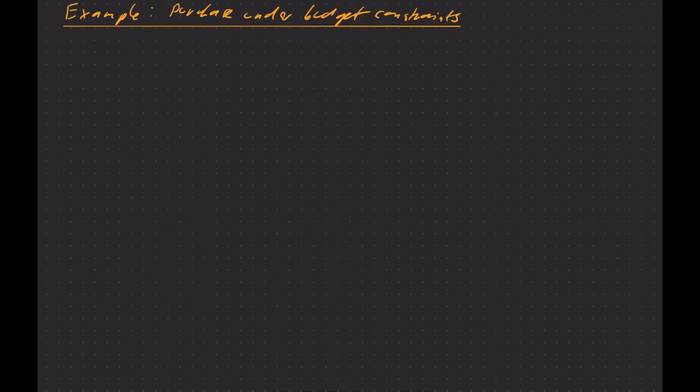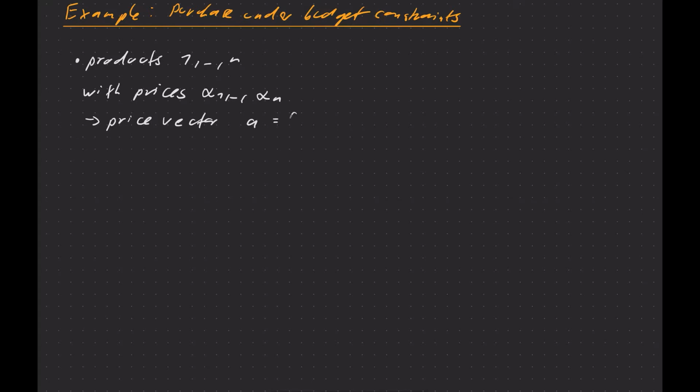So the model is the following. We have a number of products. We just number those products from 1 to n. Those products have prices, and those prices will be denoted by alpha 1 to alpha n. And that'll give us a price vector. The price vector will be denoted by A. So A is just the vector alpha 1 to alpha n.